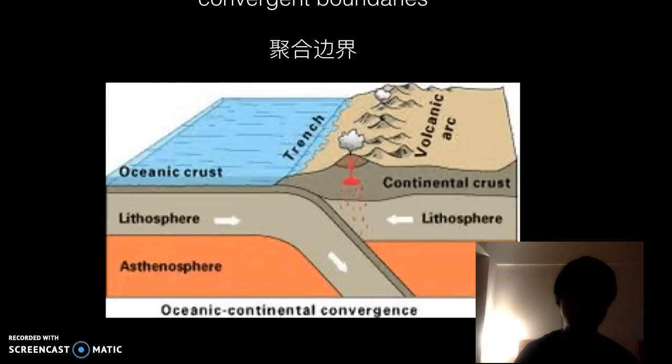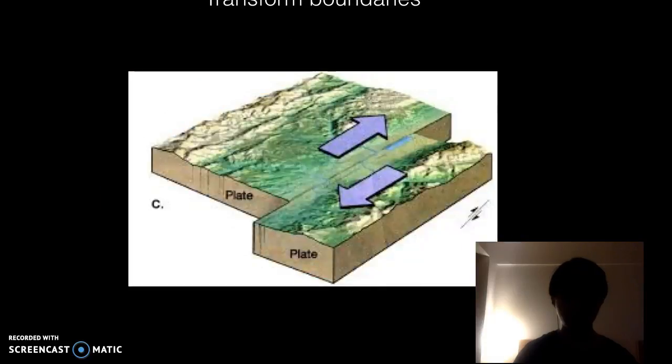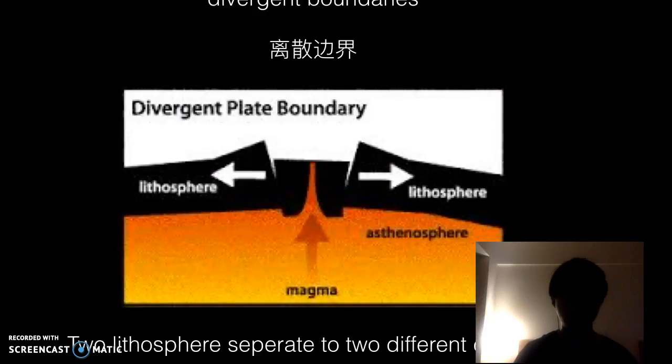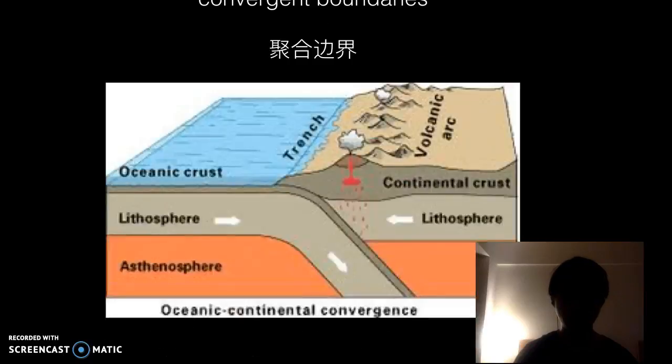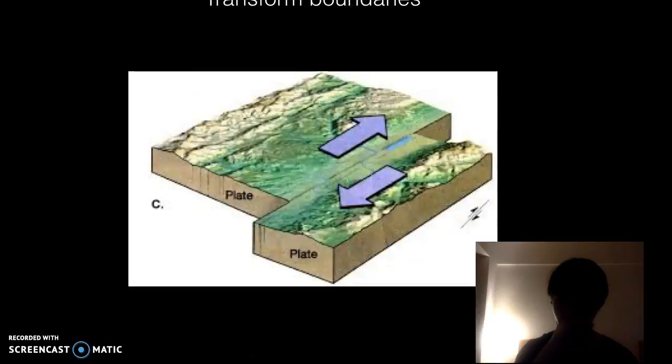And this is the convergent boundaries, which is a boundary of continent movement in the same direction. And this is the transform boundaries, that is two plates moving in opposite directions, but it's different from the divergent boundaries. It's a kind of conflict between two plates.